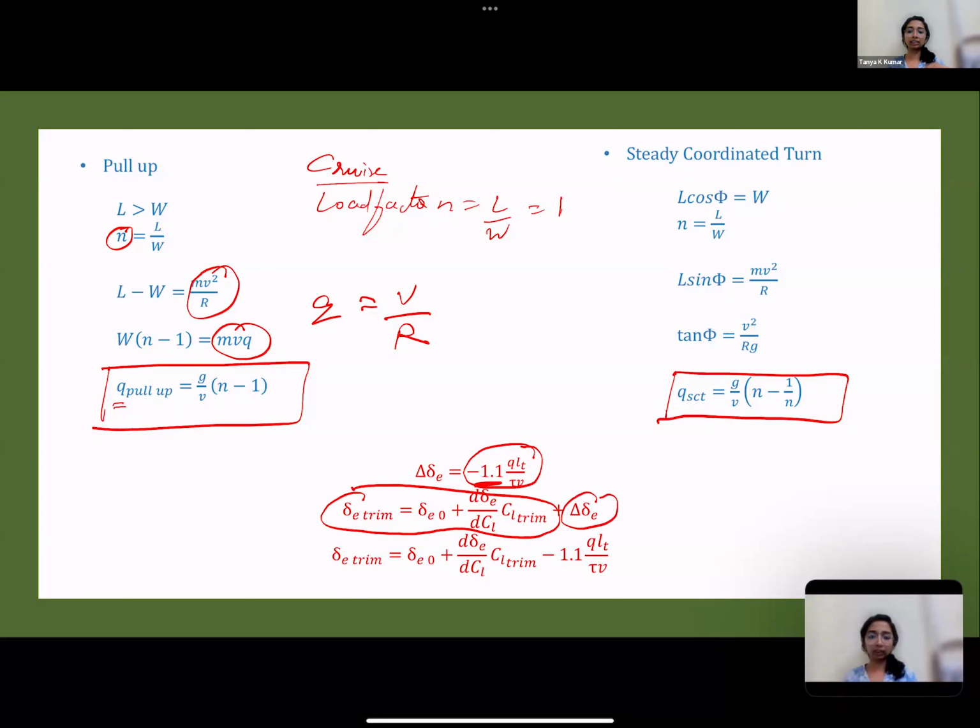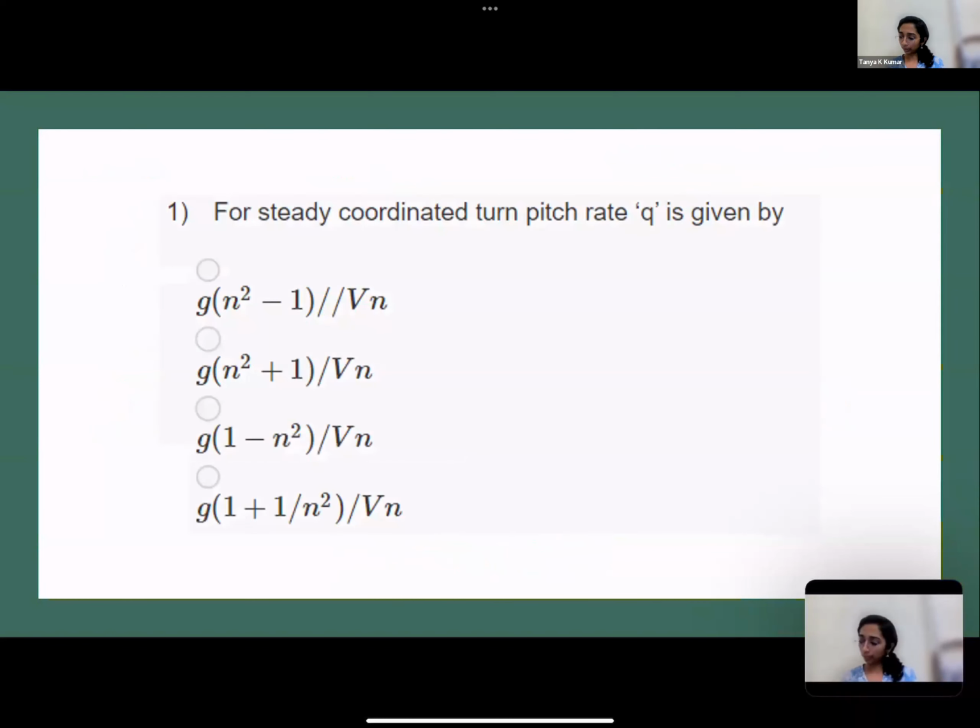Okay, so this needs to be taken into consideration when, suppose, you can deflect your elevator maximum 25. You also need to check this condition, right? So this delta E also should be accounted for. Okay, delta E. Okay. Now I think let's go with the questions.